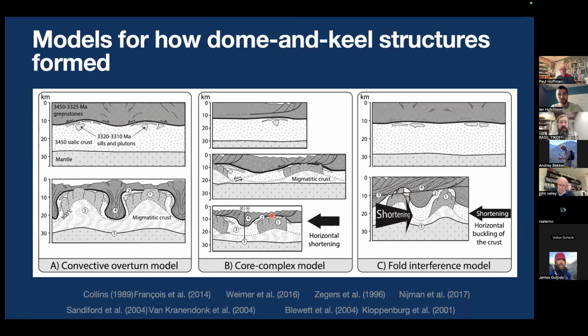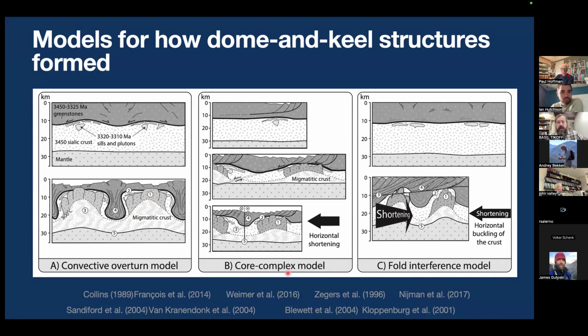In the Pilbara itself, there are different models for how these dome and keel structures form. One is what we've talked about, the convective overturn, where you get these generally older or syn-greenstone belts. So these are komatiites, basalt flows, basically sedimentary and extrusive igneous deposits being formed. They form a density inversion with the lighter crust, and then you pull it down, and then that uplift basically initiates magmatism and causes it.